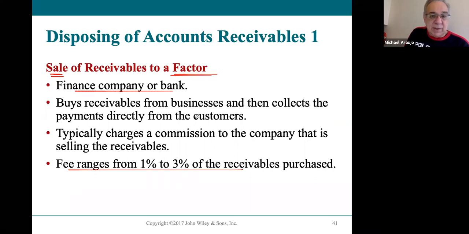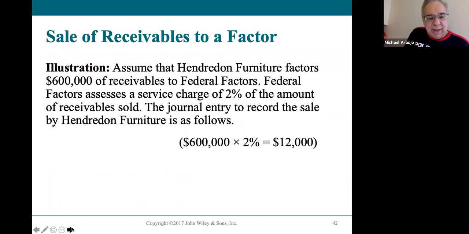Their discount becomes their profit. Okay. So this is how that works. Assume here that this furniture company factors off, which means they sell $600,000 of receivables to this company, Federal Factors. Federal Factors charges 2% of that amount as a fee, or in other words, they're going to charge $12,000 to buy those $600,000.